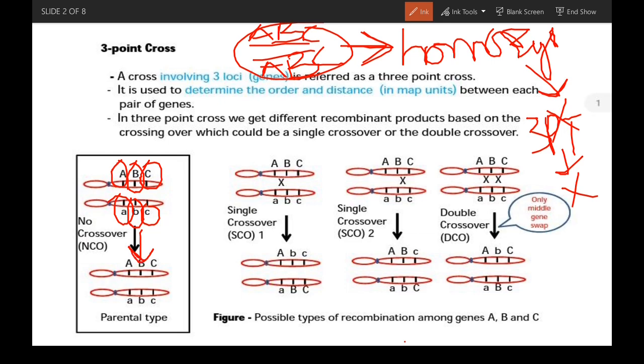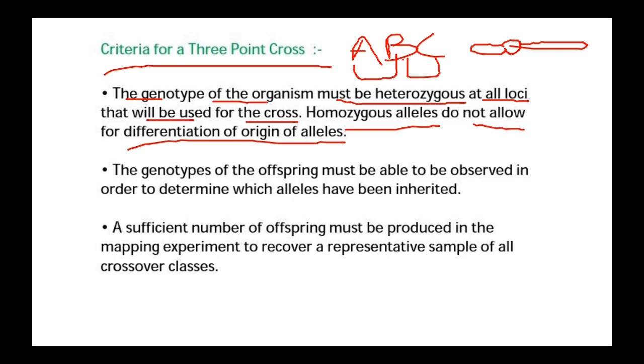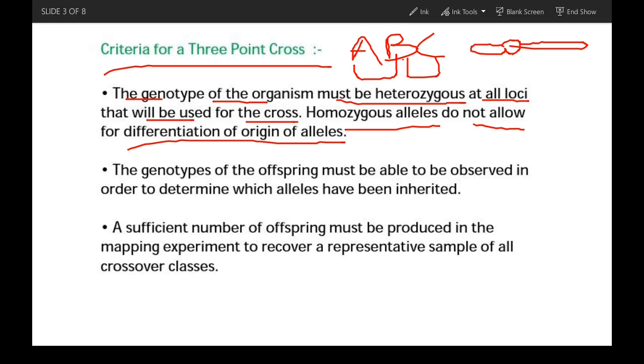So for the recombinant product to be distinguished from the non-recombinant one, we have to have a heterozygous condition. That is, the two homologous chromosomes must have different alleles of the same gene, right? So this is the first criterion.